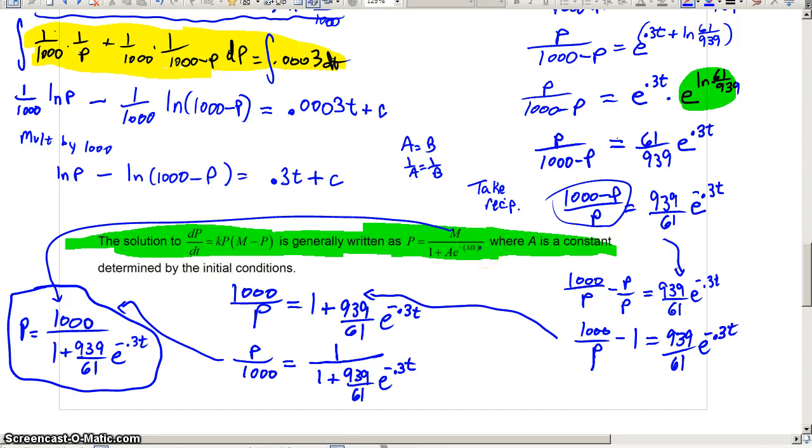So a lot of work, but real good practice on how to separate a differential equation, use partial fractions, and then go through a lot of algebra to solve for P. Great practice. The homework that we're going to have is actually going to be a worksheet. So great practice on logistic growth differential equations. Good luck. Hope things are working out well.